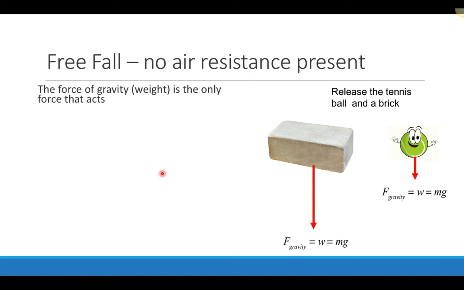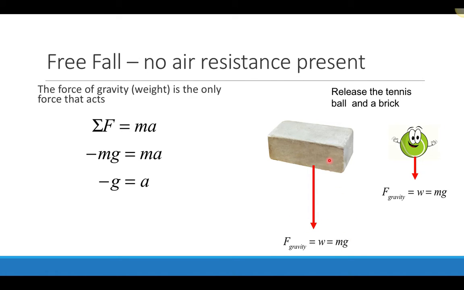So let's look at free fall, where there's no air resistance present. And suppose that I took a brick, which is very heavy, and a tennis ball, and I released them both from rest. And so what I know is that the force of gravity on the tennis ball is less than the force of gravity on the brick. And so that's why the arrow here for the force of gravity on the brick is larger. There's no air resistance present, so the only forces that are acting on either one of these objects would be the force of gravity.